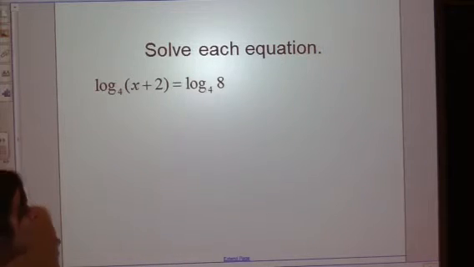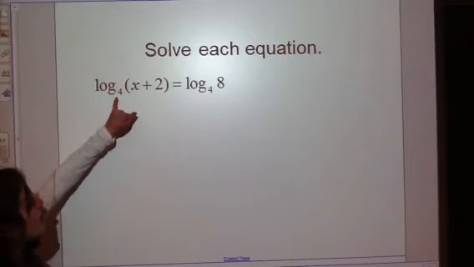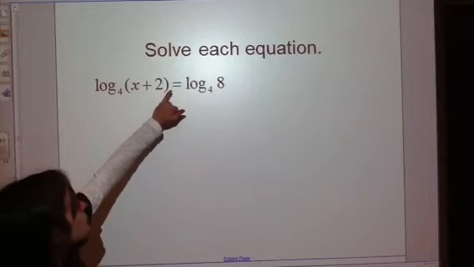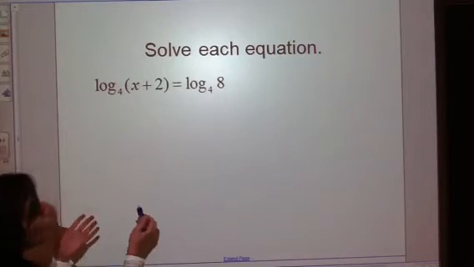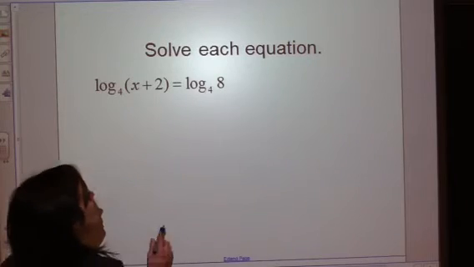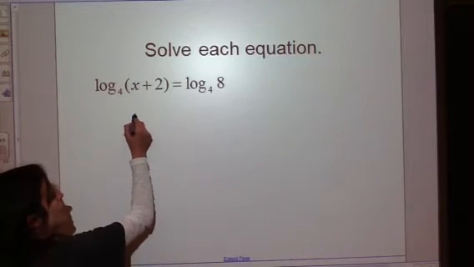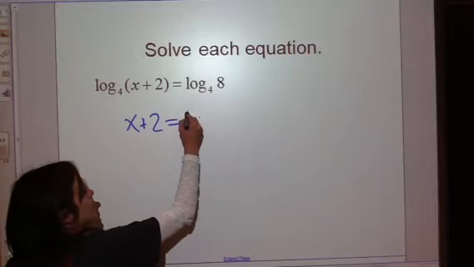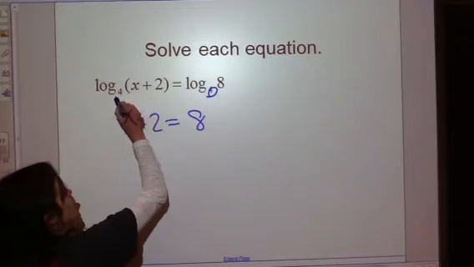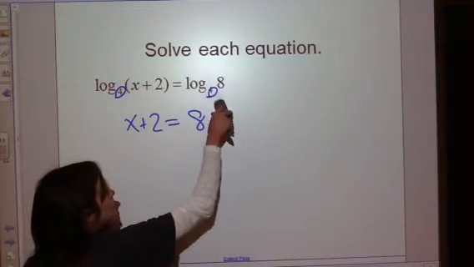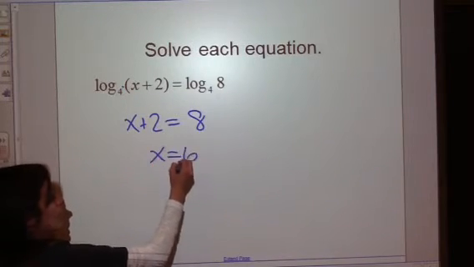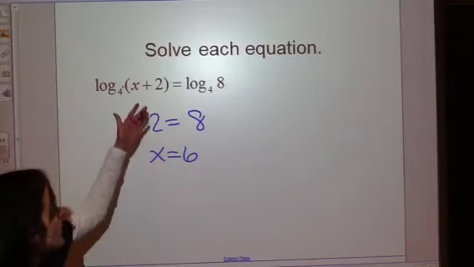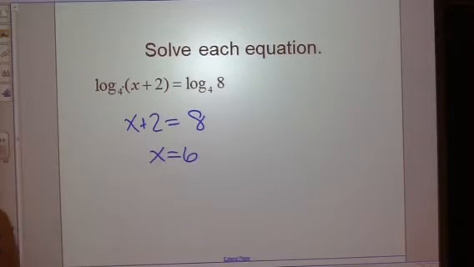So if we look at this problem, we have log base 4 of x plus 2 equals log base 4 of 8. Since we have a single log on this side and a single log on that side, your logs pretty much go away and you just say x plus 2 equals 8. They both had the same base, so that's why you could do that. So if you solve for x, you get 6. You must check your answer, so plug 6 back in and see if it works, if each side equals one another.